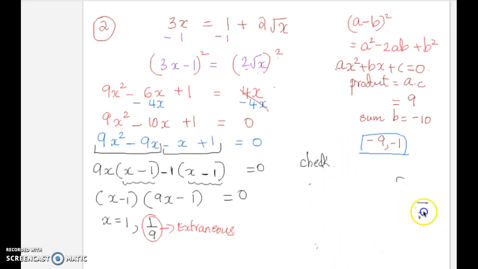When we check for x equals 1, we do get 3 times 1 is equal to 1 plus 2 radical 1. That's not a plus, I'm sorry, that's an equal sign. 1 plus 2 square root of 1 is just 1, so 1 times 2 is 2, and we get 3 equals 3, so this is the valid solution.